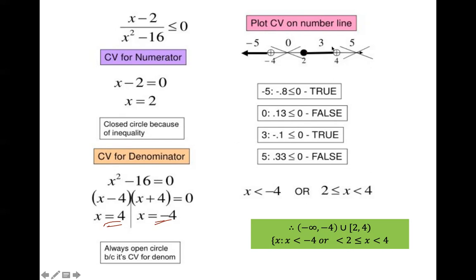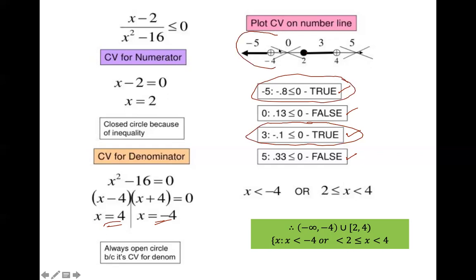So you have to check which of the intervals are the solution set by substituting in the given inequality. So as you can see, from left to right, substituting -5, it's true. For in between -4 and 2, the value substituted is 0. It's false. And then between 2 and 4, the value substituted is 3. So it's true. And then 5, it's false. So we have a true statement here and here.